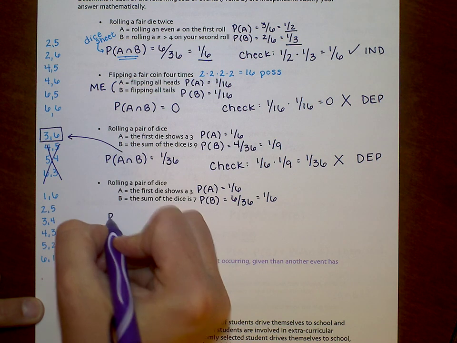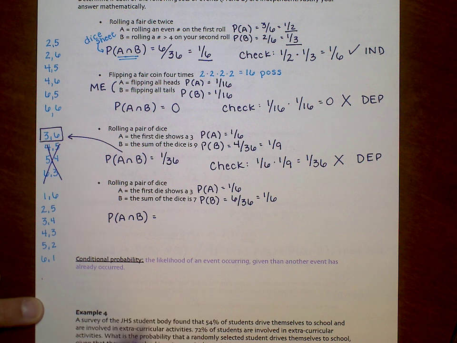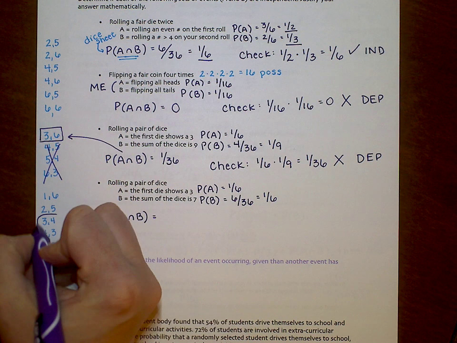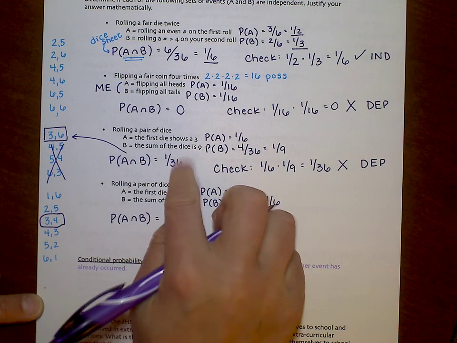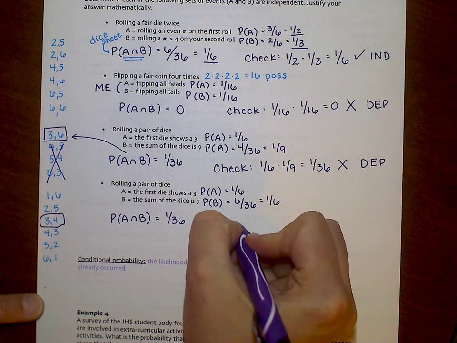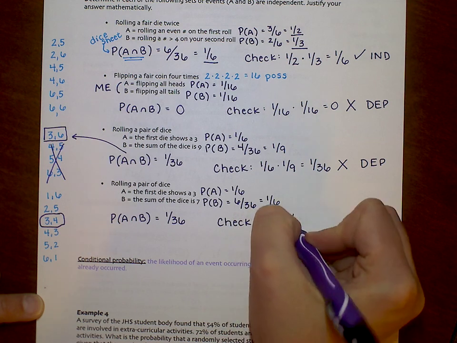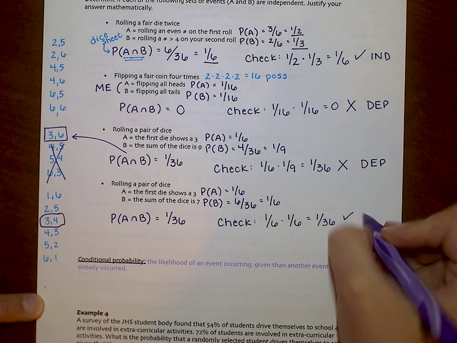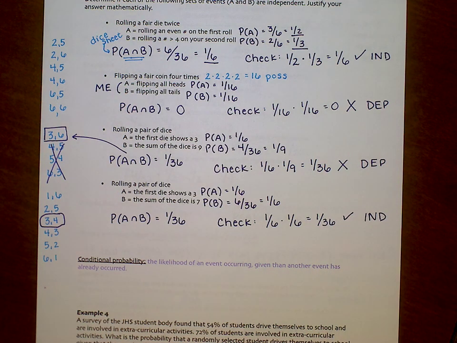And the probability of both happening at the same time would be, when does the first die show a 3 and the sum is a 7? That would be this possibility here, which is, again, 1 out of 36, just like it was before. But look at these numbers now. When I go to check this, 1 out of 6 times 1 out of 6 is 1 out of 36. That does check out. These events are independent. Kind of weird, right?